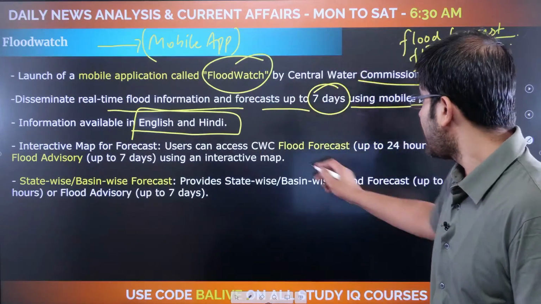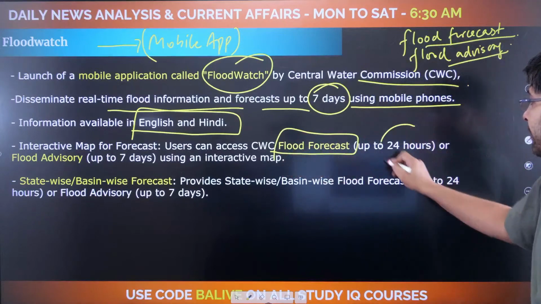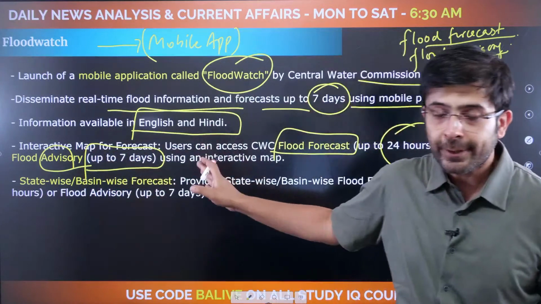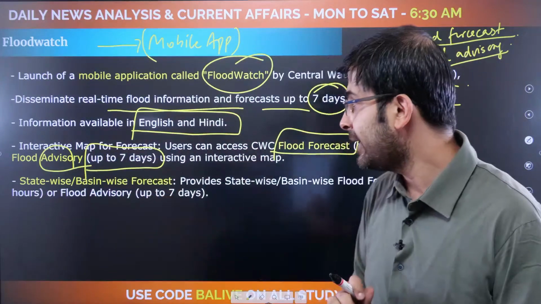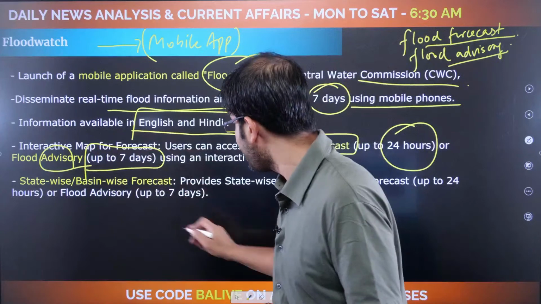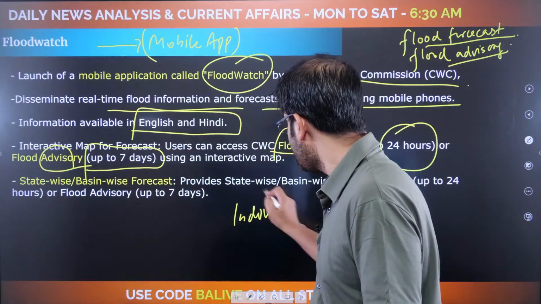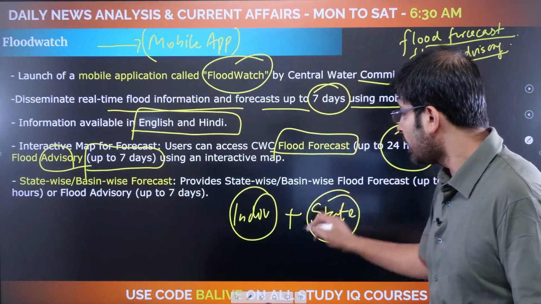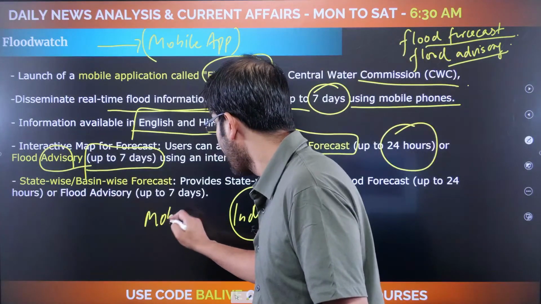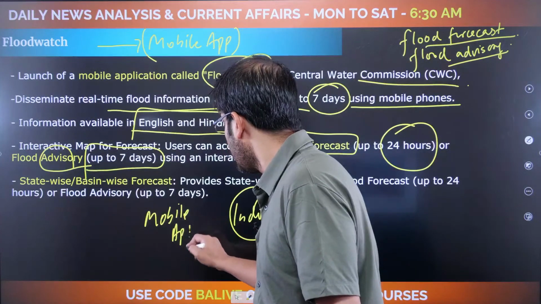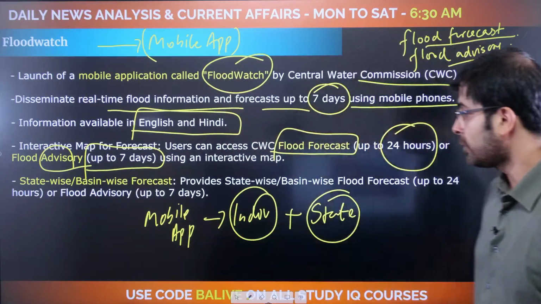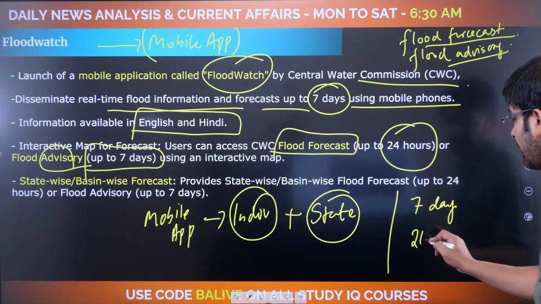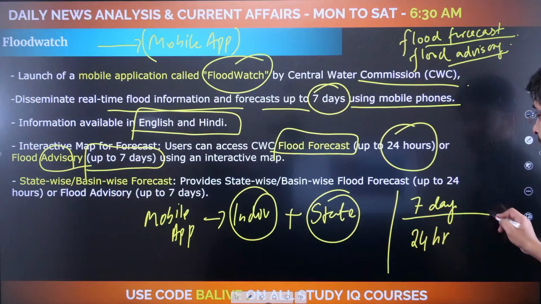So you're looking at flood forecast, which is 24 hours, and flood advisory, which is 7 days. Make sure that you take this information from this particular slide. And you're also looking at not just information for the individual, obviously, you're looking at including the state. So the mobile app, Flood Watch, includes services for both of them and gives you a 7-day forecast and a 24-hour forecast.